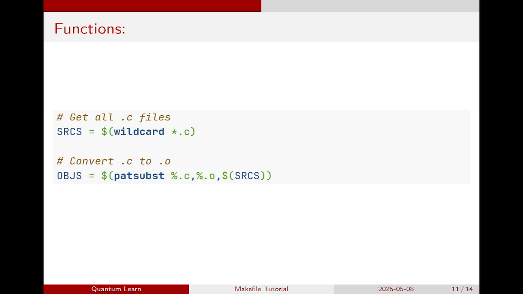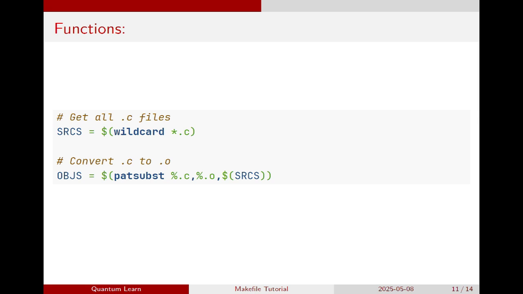We can also use functions in Makefiles. For example, if I want to get all the C files in the folder, I don't have to list them manually. I can simply say sources equal to $(wildcard *.c). What it will do is browse the current folder from which this command is run, list all the *.c files, and put them in the variable called sources.